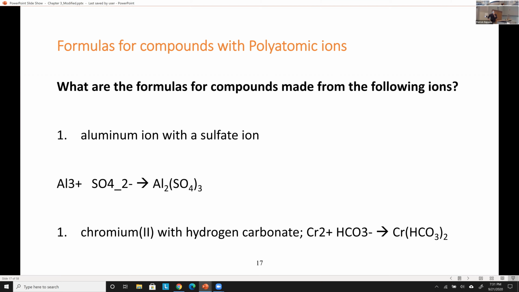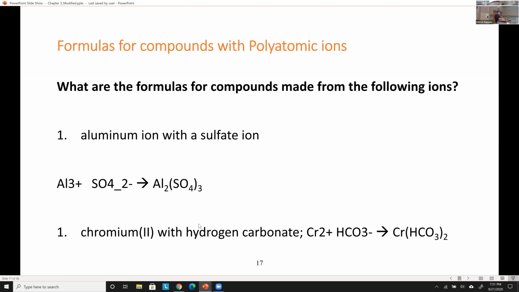But in this case, when we're dealing with polyatomic ions, if you have more than one of them in your compound, you need to write parentheses around it. So you see parentheses for SO4 3. You can't just write SO4 3 without the parentheses, or else it'll look like SO43. So you need to show that the SO4 is one ionic entity, and that's it.